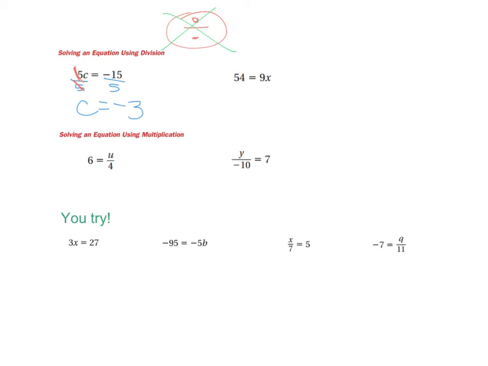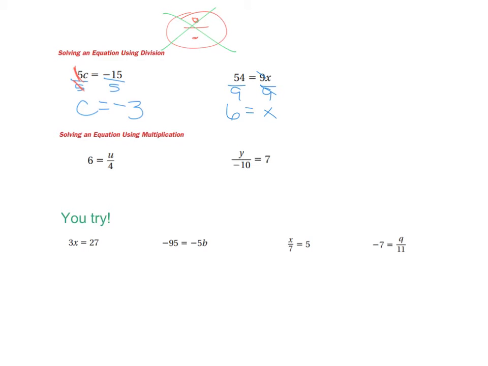Next one, 54 equals 9x. Find your variable. I'm trying to isolate x. It's 9 times x, so my inverse operation, I'm going to divide both sides of the equation by 9. 9 divided by 9 is 1, so 1x is just x, and 54 divided by 9 is 6. That's how you solve an equation using division.